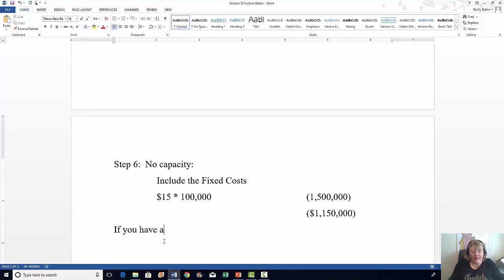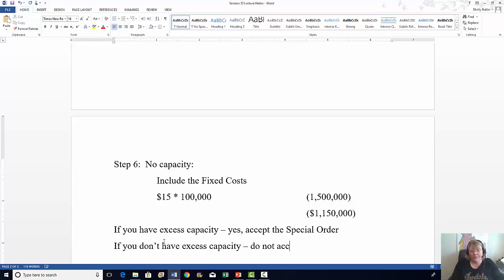if you have excess capacity, yes, accept the special order. Order. That's funny. Order. And if you don't have excess capacity, do not accept the special order.